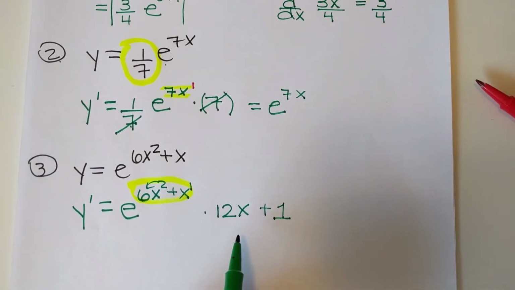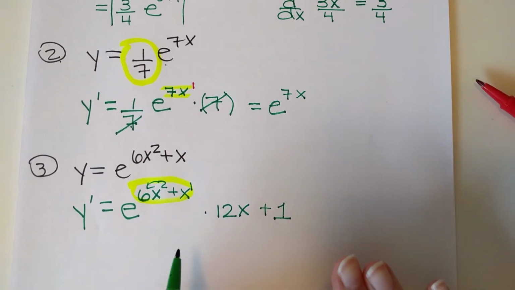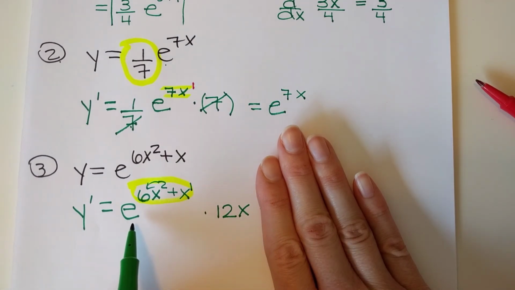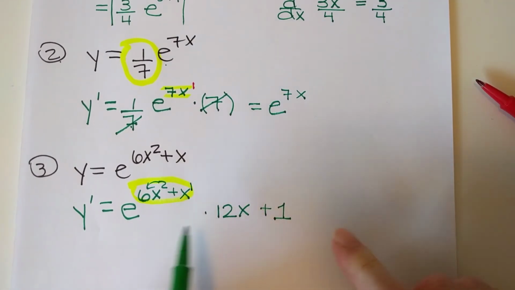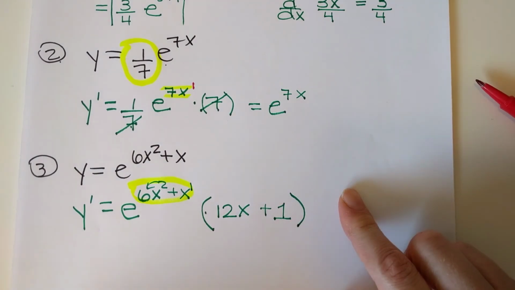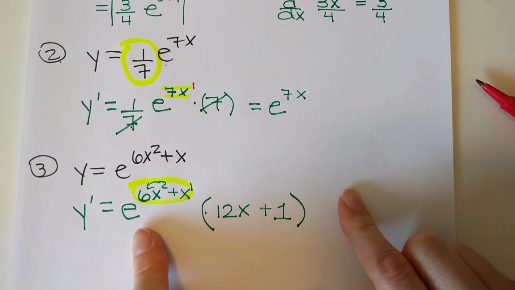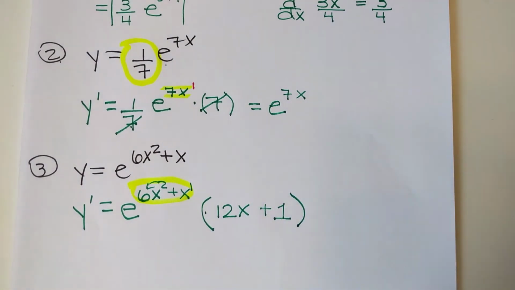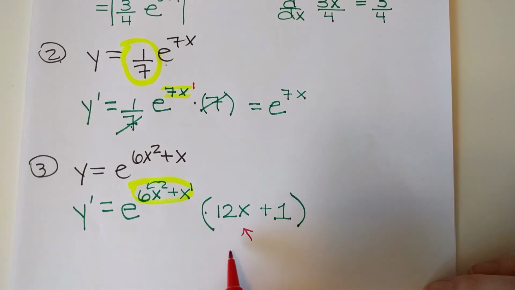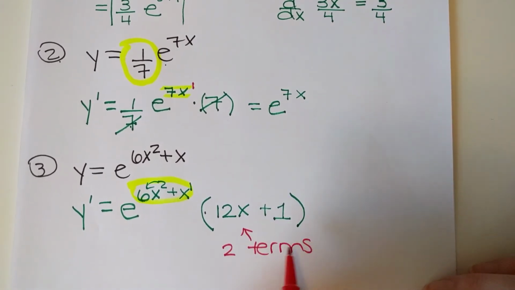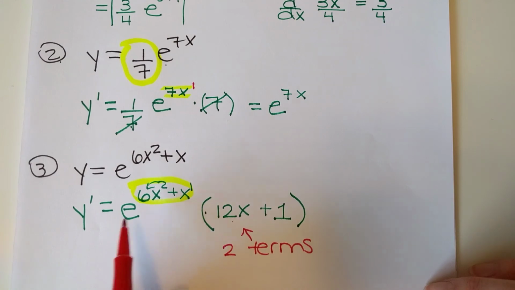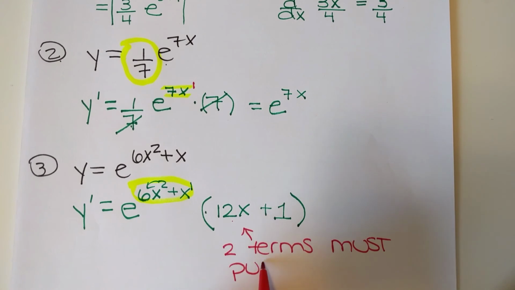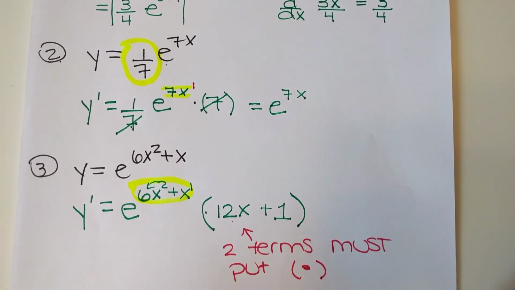Now, this as it is written is incorrect, because what we're saying here with this notation is that we are just taking 12x and multiplying it by e and then adding 1. But we want all of this exponent derivative to be multiplied by e. And so for that reason, we must put parentheses around the 12x plus 1, and that is largely because of the fact that these are two terms, and we want both of these terms to get this e to a power distributed.